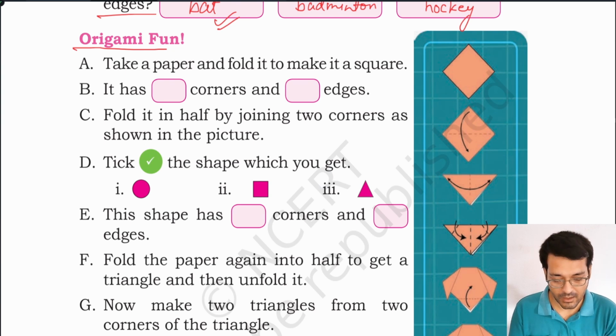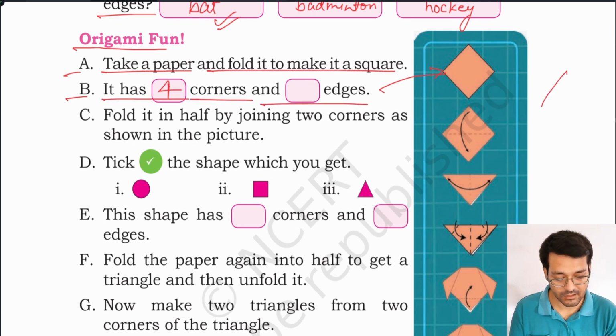Origami fun. A. Take a paper and fold it to make a square like this. B. It has four corners and four edges. If you see a square, then it will have four corners and four edges. Four corners, 1, 2, 3, 4, and edges, 1, 2, 3, and 4.